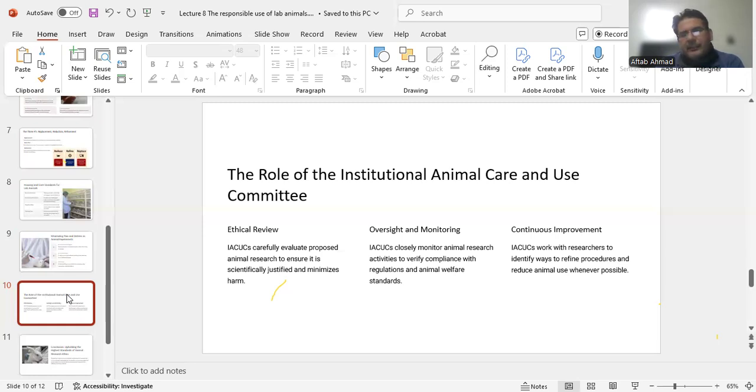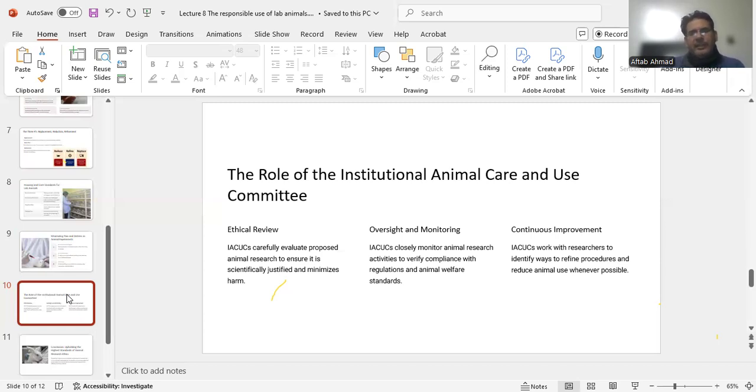And lastly is the continuous improvement. This is part of good laboratory practices that we have been discussing for so many lectures, that in all the protocols, in all the procedures, we should go for continuous improvement. Just like I mentioned that we can replace the animals. If there is a way that we can replace the animal, this is part of your continuous improvement. So the committee works with the researchers to identify ways to refine procedures and reduce animal use whenever possible.